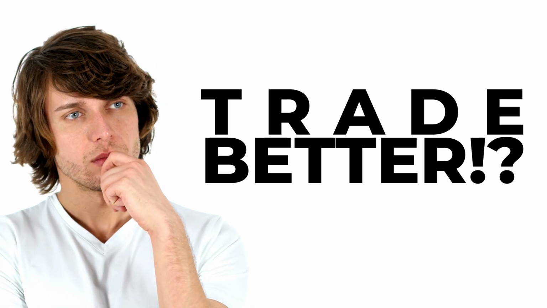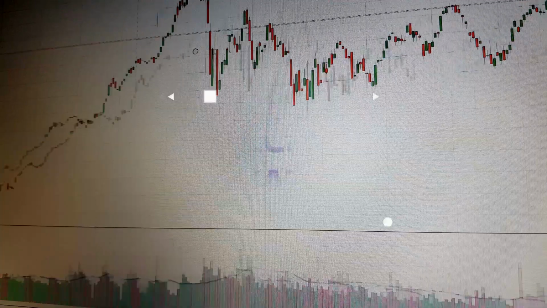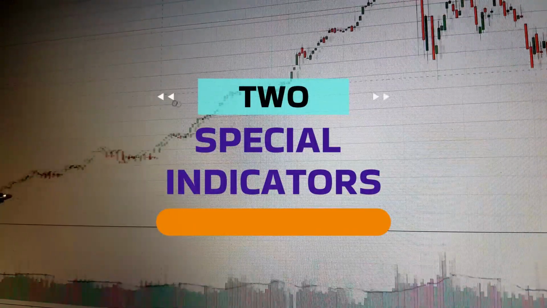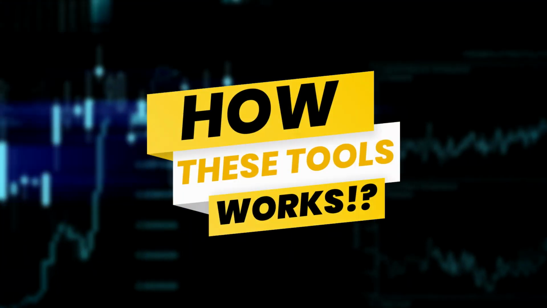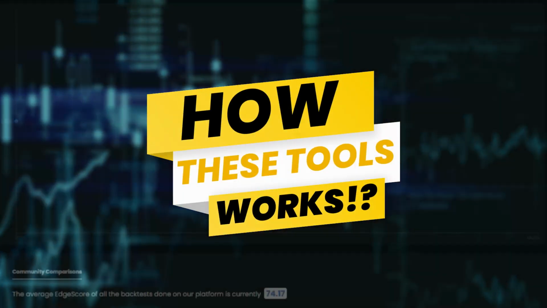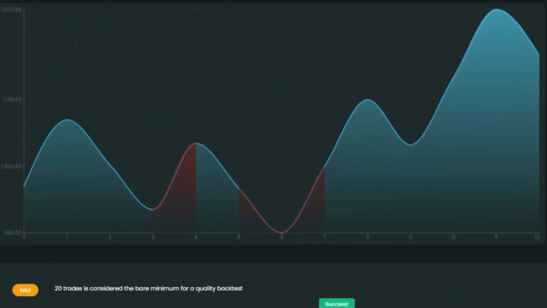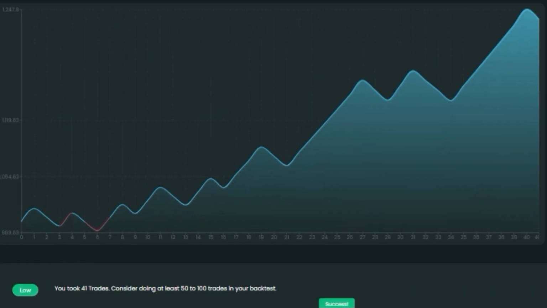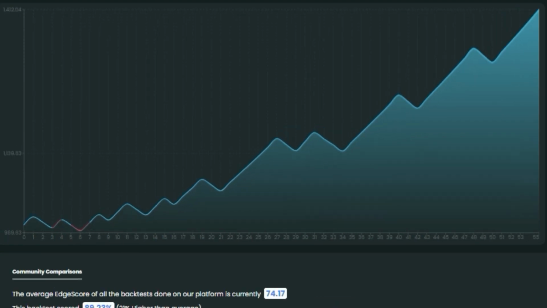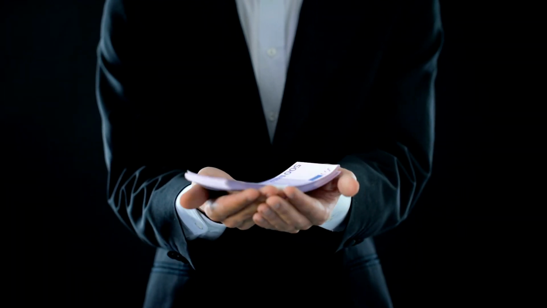Want to trade better? Check out two special tools that really work in live market. See how they make trading easier and better. We will show you how these tools work with examples and will show you how well they do in a backtesting session. Keep watching to learn about these tools and how to use them for your trading. We keep it simple and easy to understand.